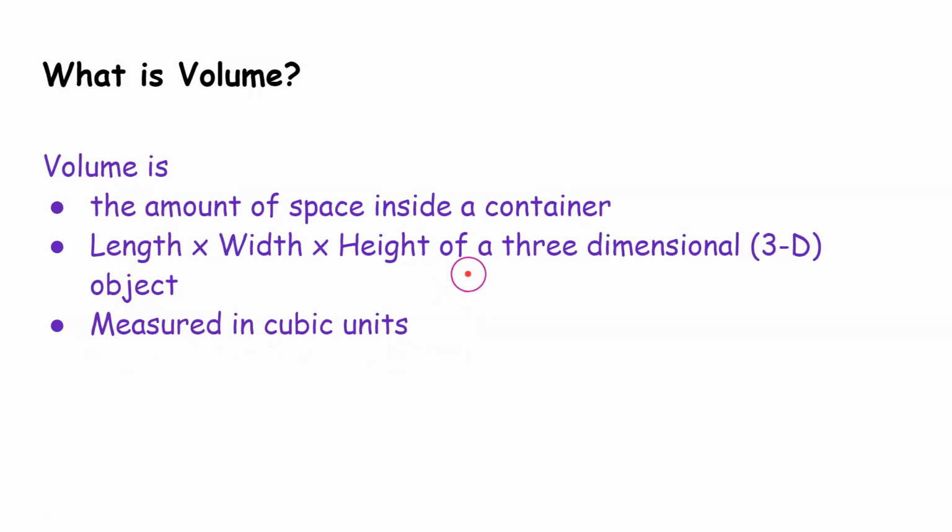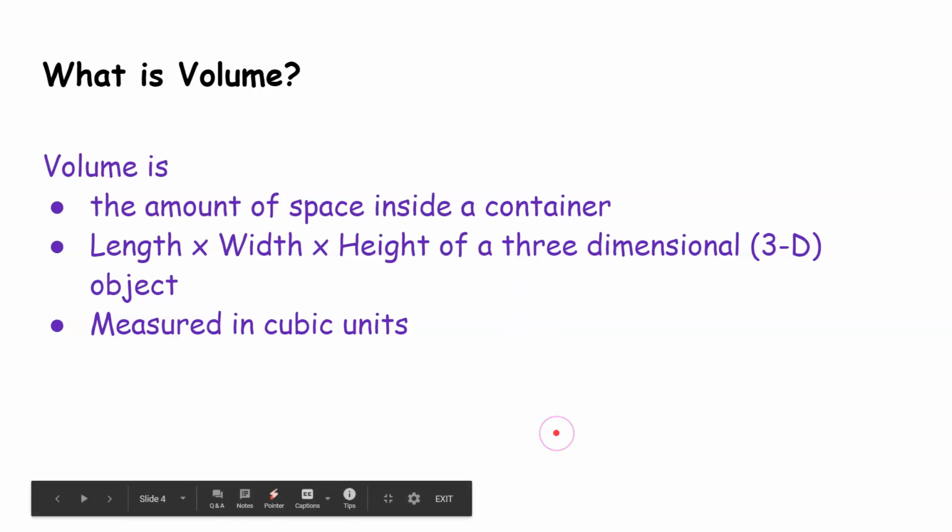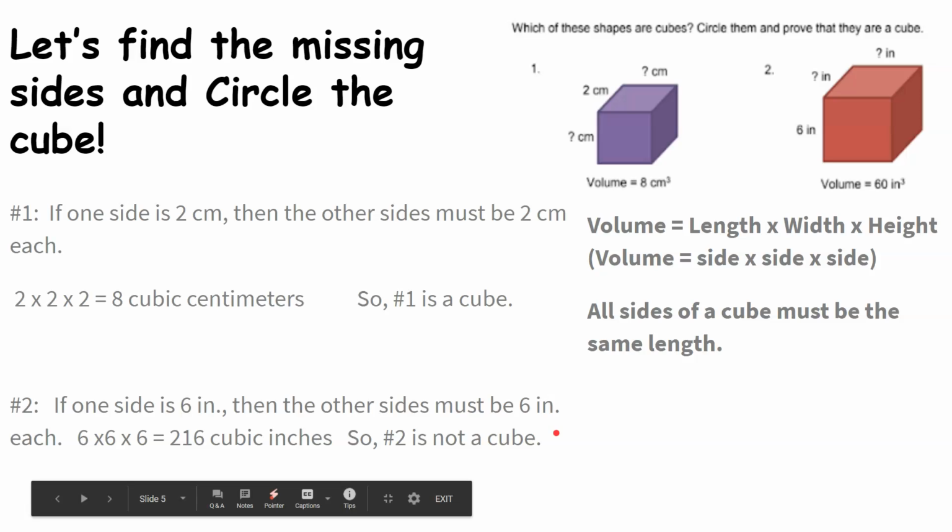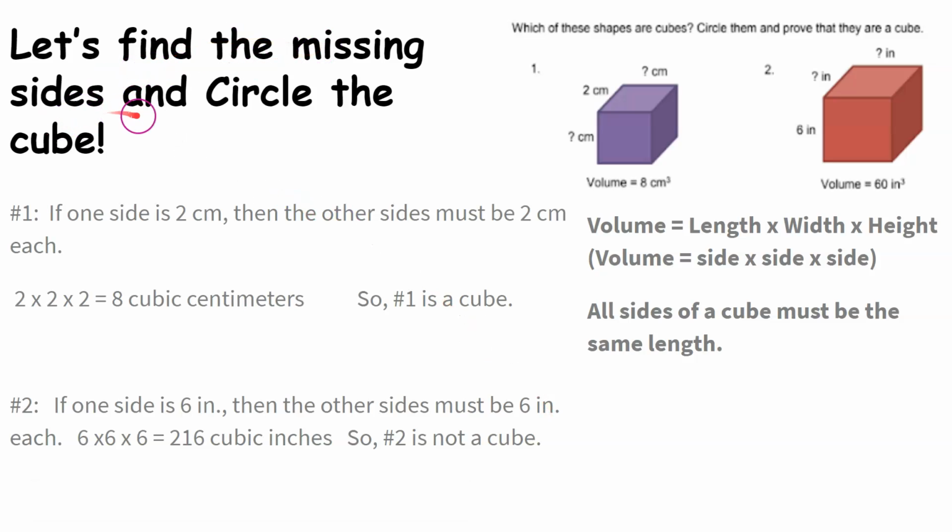So let's consider volume. Think of the space inside. If you have a box, what could fit into that box? That is your volume. Now let's find the missing sides and circle the cube. Here are the cubes that we started with. They're right here. Let's look at the measurements we were given, and we will figure out which one of these two is the cube. We have to circle them.